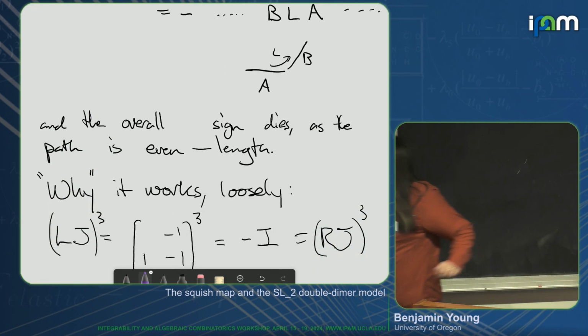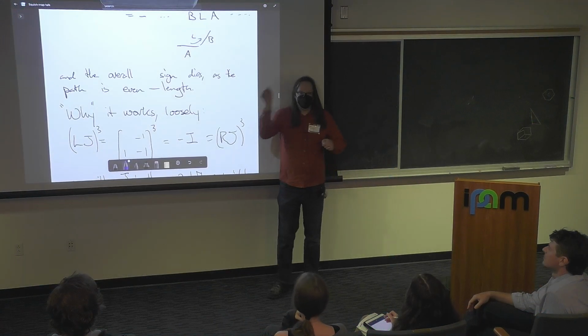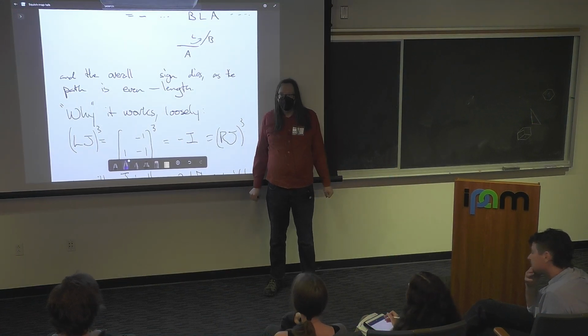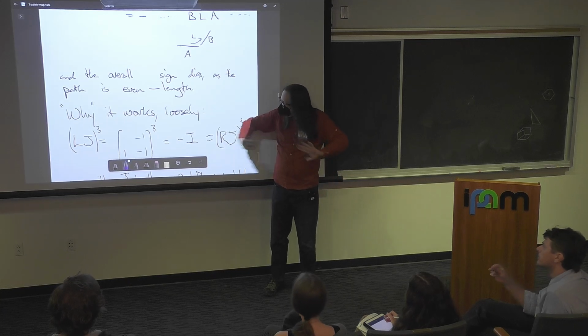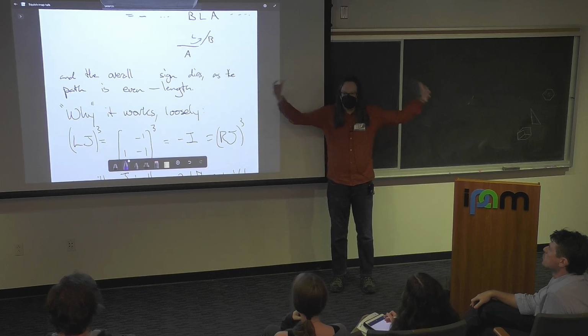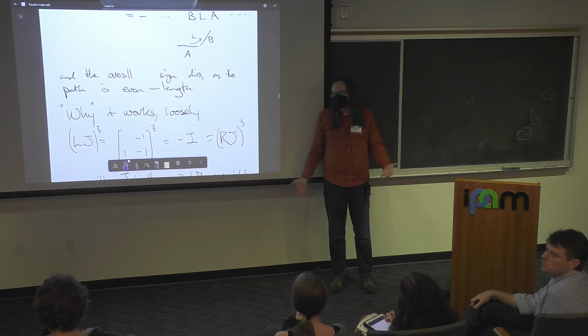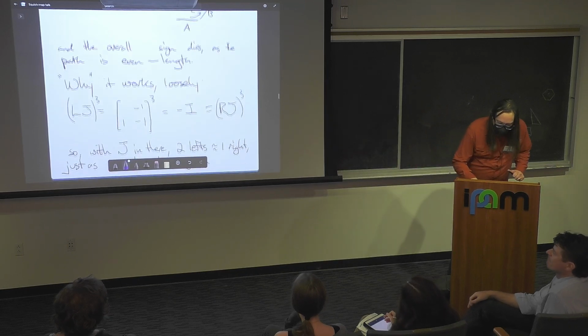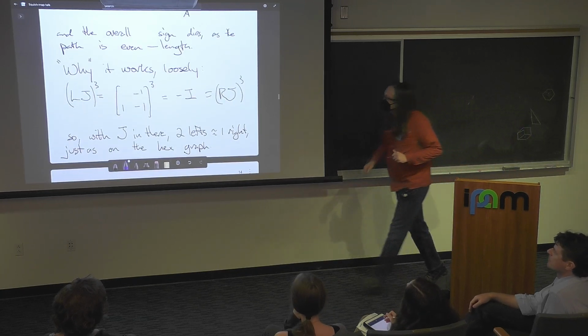The overall sign, indeed, also dies because these paths are even length. Right, this is a path on a bipartite graph. So that is how it works. So it's not really a proof. The proof is like you check these 12 identities and it works, which is kind of a bummer, but proofs go like that sometimes. Let me say loosely why it works.